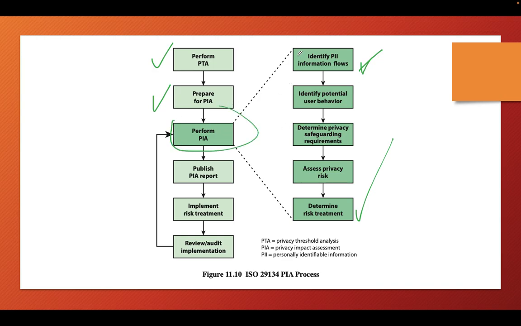All these five processes, identify your personally identifiable information flow, identify potential user behavior, determine privacy safeguarding requirements, assess privacy risk, and determine the risk treatment, are carried out in the perform privacy assessment. So when we say perform privacy assessment, you have to carry out these five functions. Is that okay? Okay, thank you.